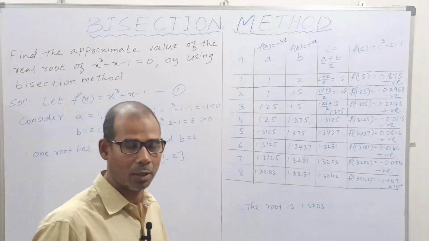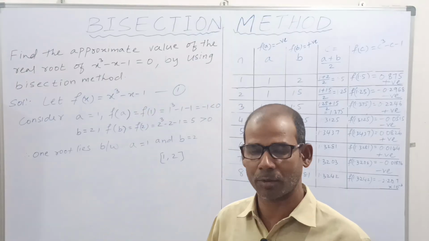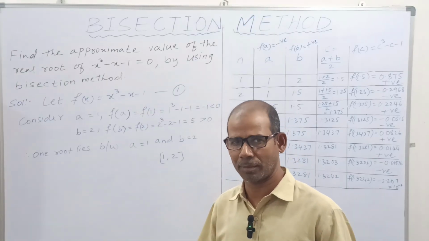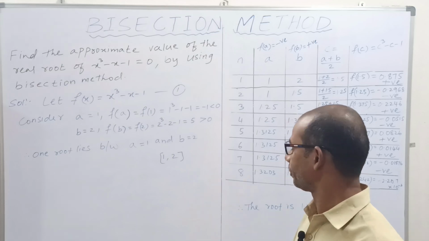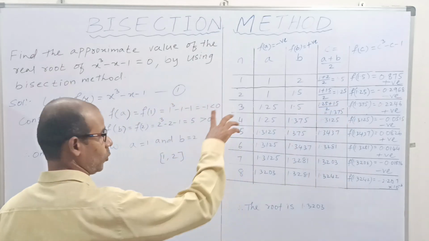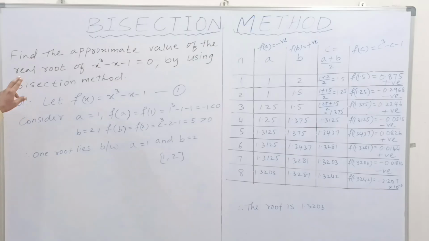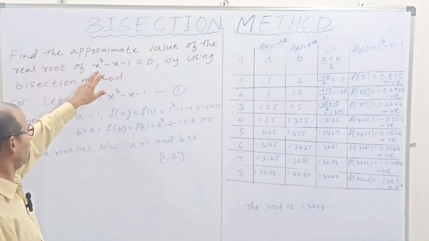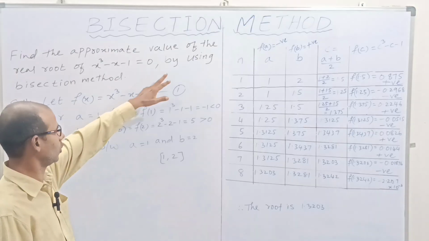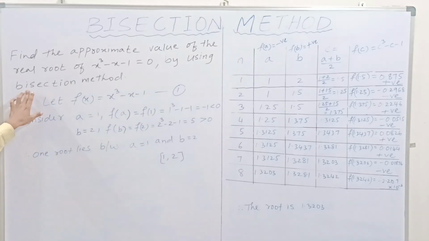So, okay, now let us do another problem on the bisection method, but with a little bit of different procedure, or by using the table. Okay. So, what is the question here? Find the approximate value of the real root of x cube minus x minus 1 is equal to 0 by using the bisection method. So, we have to find out the root of the equation x cube minus x minus 1 is equal to 0 using the bisection method.